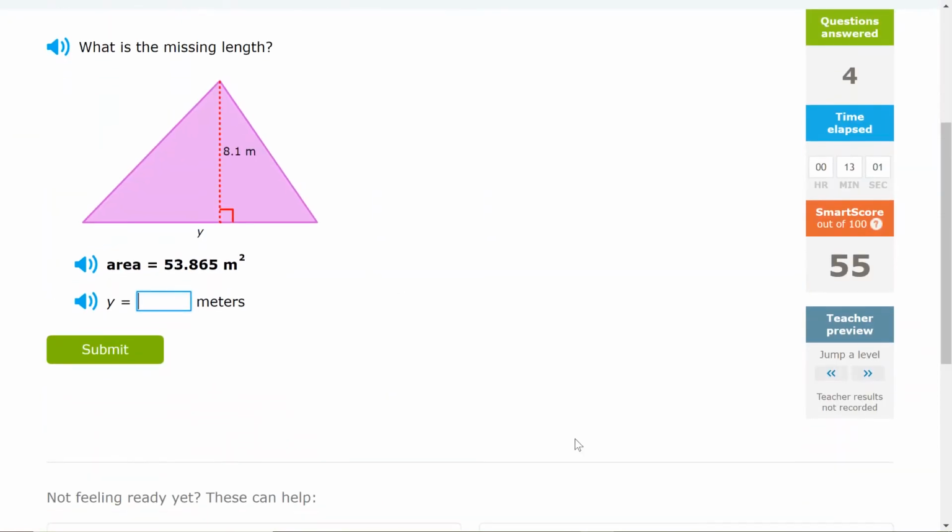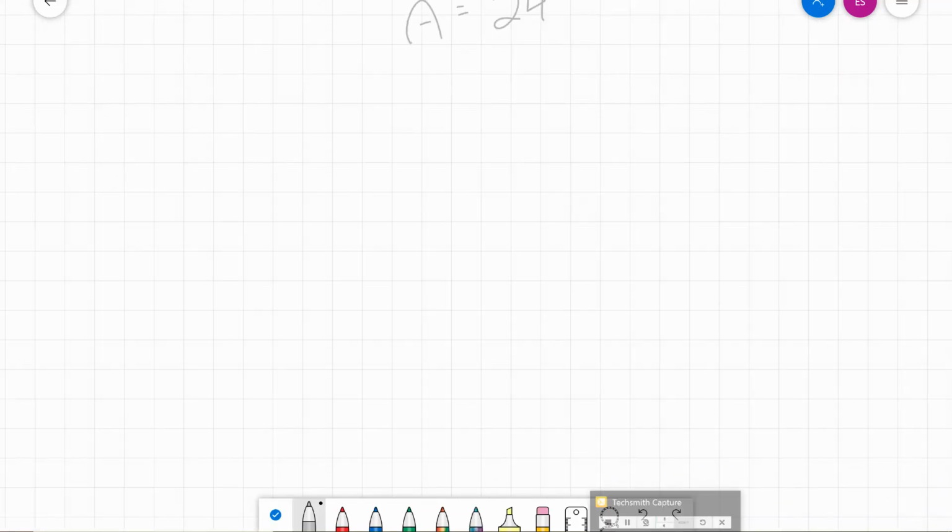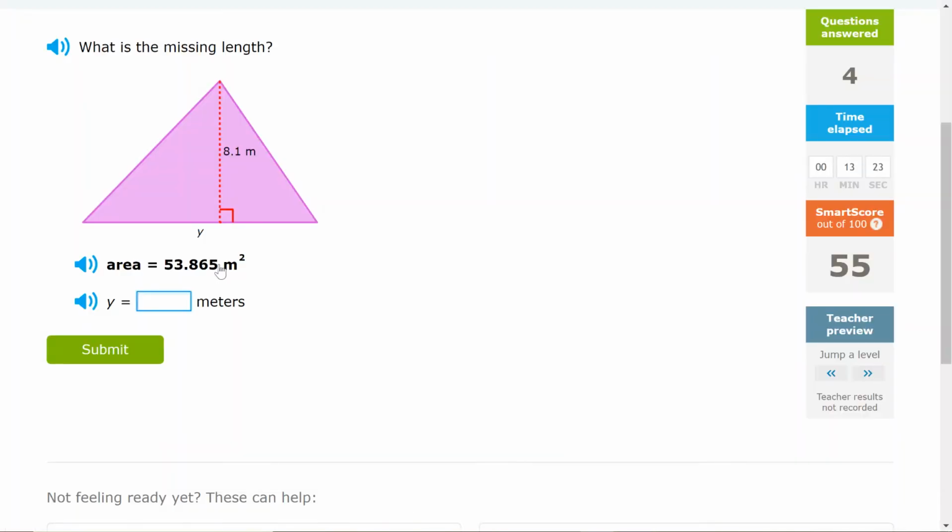I want us to do a problem like this one, where they give us the area but then leave out one of the other pieces of information, because in your area formula you are given 3 pieces of information: area, base, and height. And you can actually solve for any one of those 3 things as long as you have 2 of the other pieces of information. So in this one, we're given the area and we're given the height, but that base we're not given. They're putting in a variable y for the base.